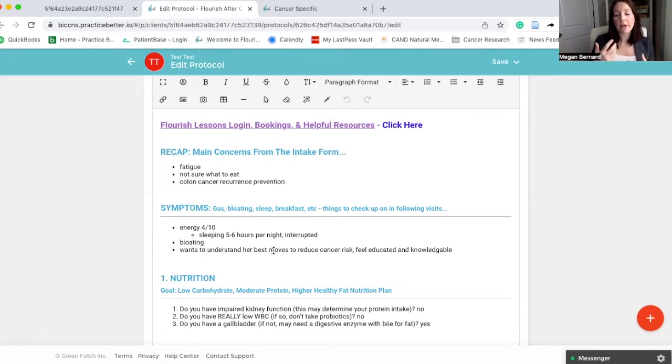Because if we can gauge that your energy is at a 4 out of 10, and then in your second visit we ask, where's your energy right now out of 10? And you're like, oh, it's like a 5 or 6 out of 10. Okay, we might be on the right path. Or how many hours are you sleeping? Oh, I'm totally sleeping like 7 hours now. I only wake up once.